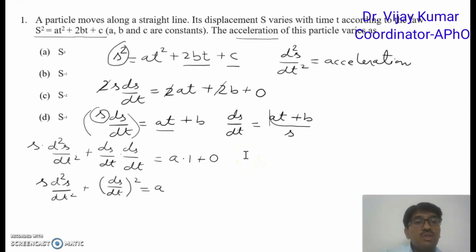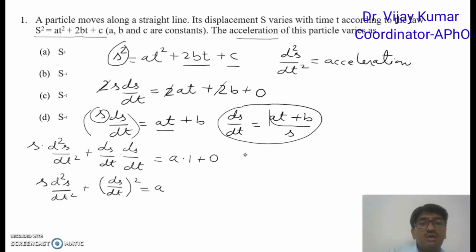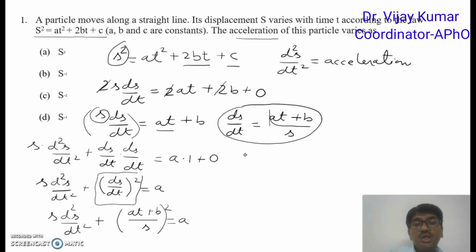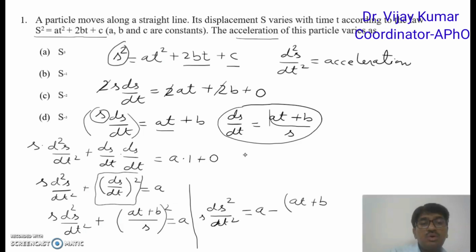Now we know that ds upon dt is at plus b upon s, and we can put the value of ds upon dt in this term, and it becomes s d2s upon dt square plus at plus b upon s whole square equal to a, and we can write d2s upon dt square equal to a minus at plus b whole square upon s square.